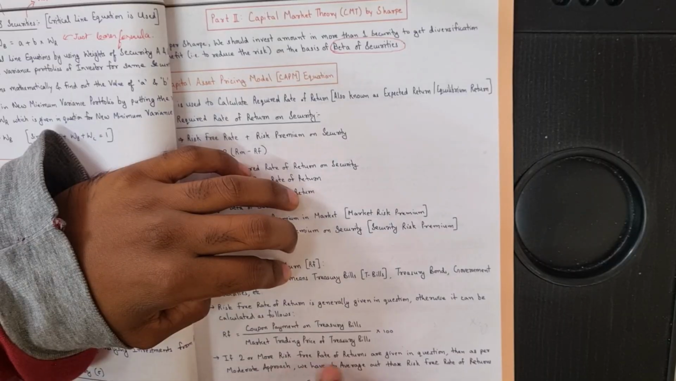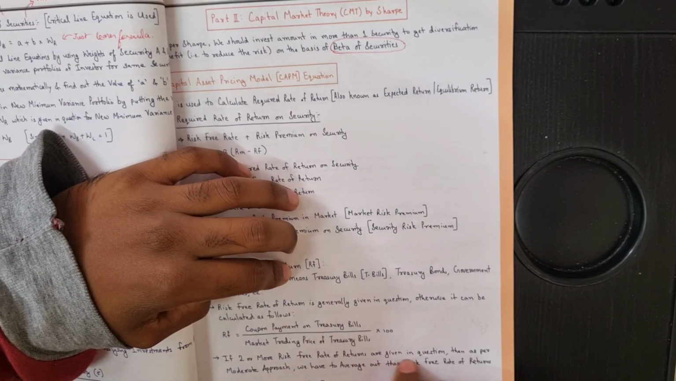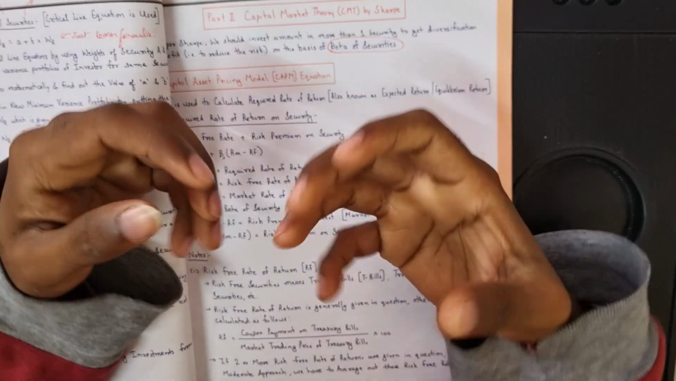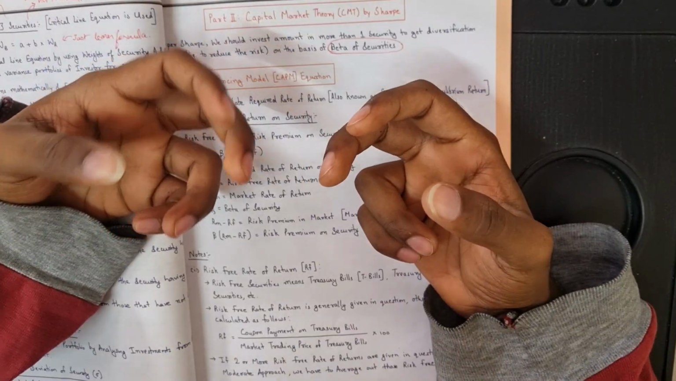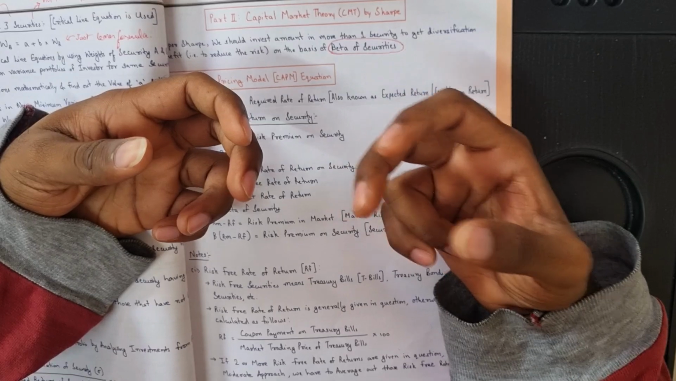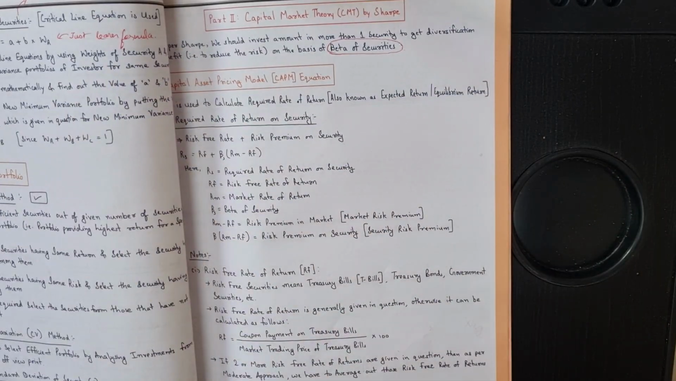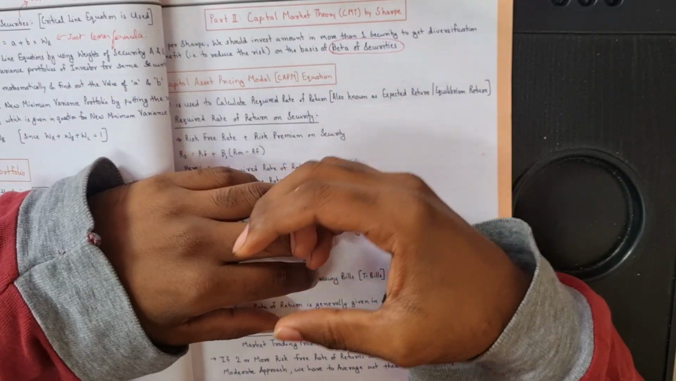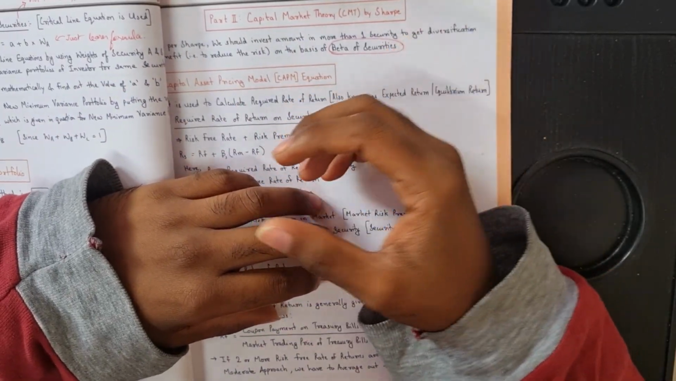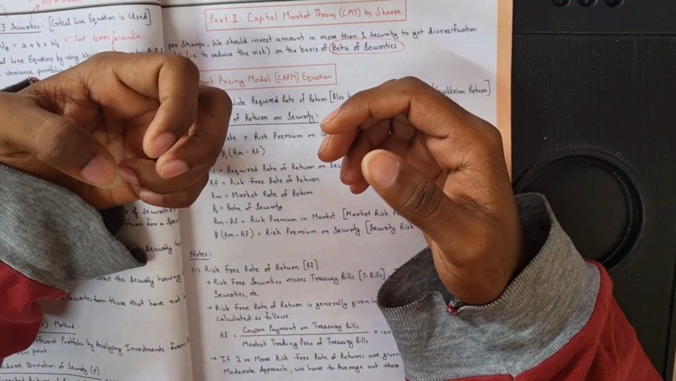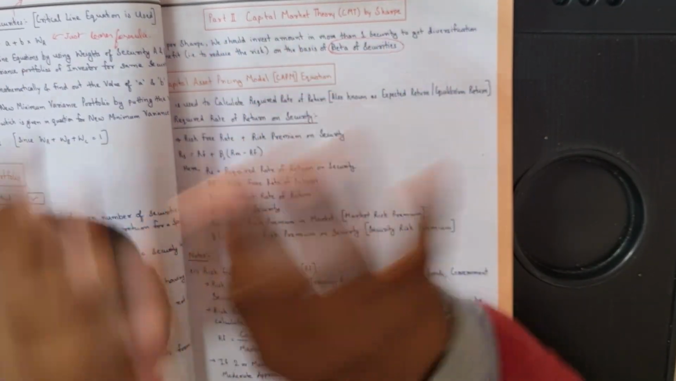If two or more risk-free rates of return are given in the question, then as per the moderate approach, we have to average out the risk-free rate of return. Let's suppose there are two rates given, 5.5 and 5.25. If you take the aggressive approach, you will take the higher rate, that is 5.5. If you take the conservative approach, we will take 5.25. We have to take the moderate approach, so we just average it out.